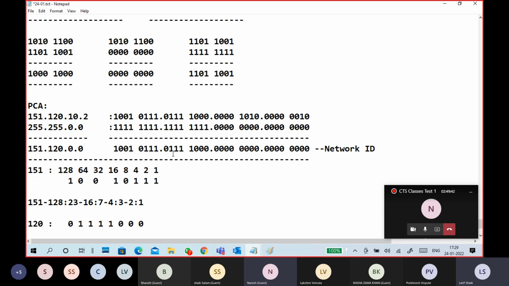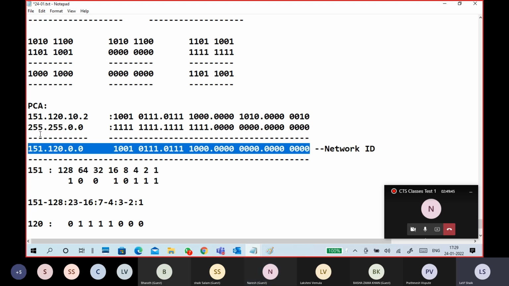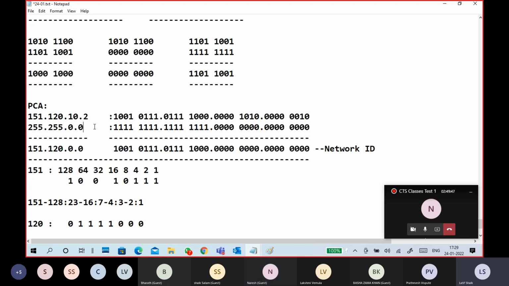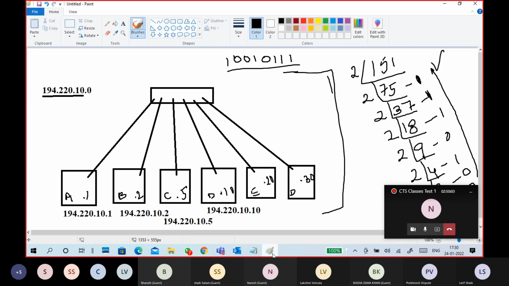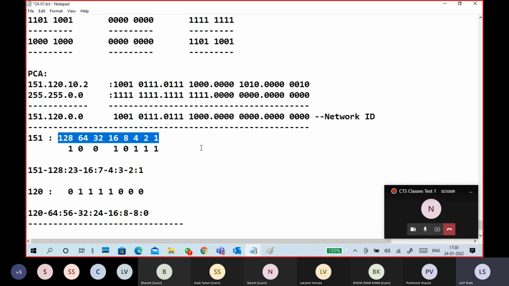This method only is easy. What is, sir, the network ID? How did you get the network ID? From the subnet mask. This method is very easy compared to the first method, because you already know it, that's why it is quite easy.